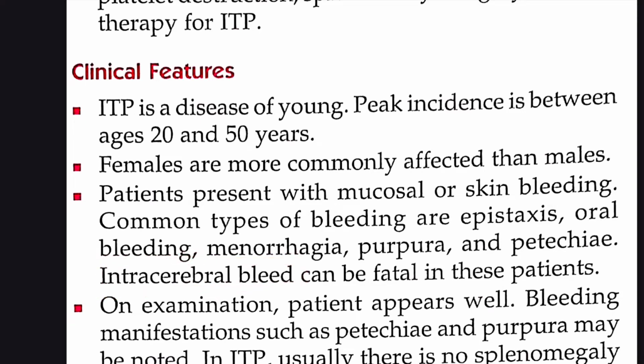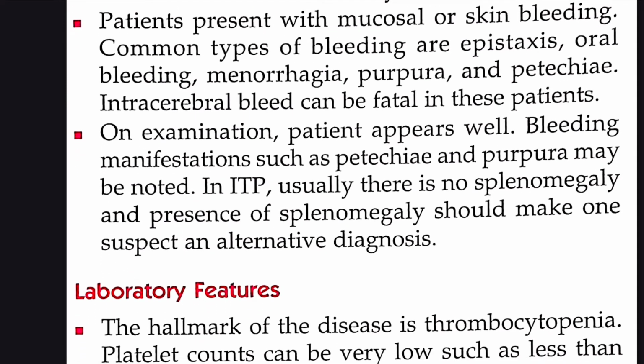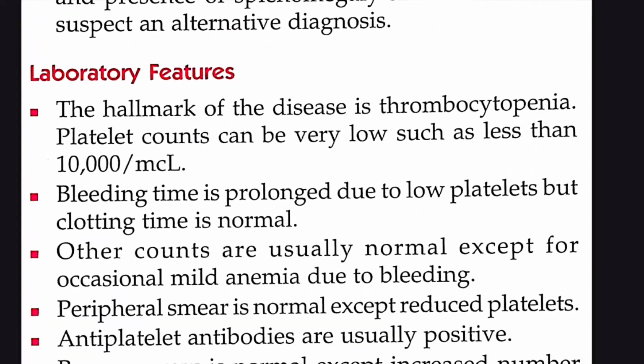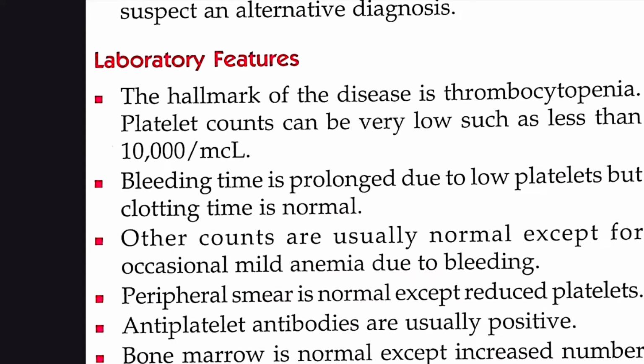On examination, the patient appears well. Bleeding manifestations such as petechiae and purpura may be noted. In ITP, usually there is no splenomegaly, and the presence of splenomegaly should make one suspect an alternative diagnosis. Laboratory features: the hallmark of the disease is thrombocytopenia. Platelet counts can be very low, such as less than 10,000 per microliter.